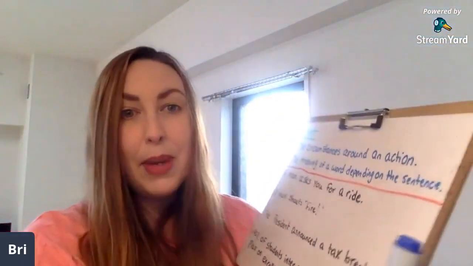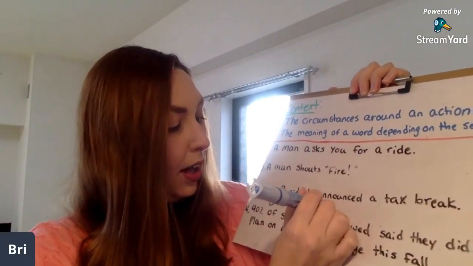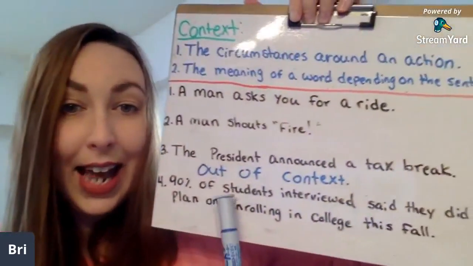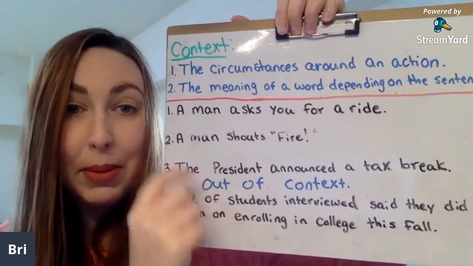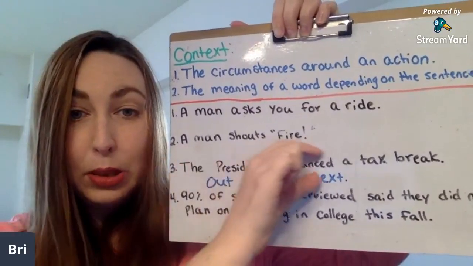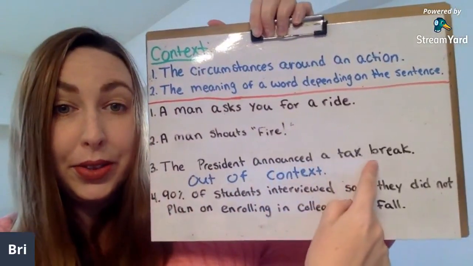So sometimes we can say things are taken out of context. Things are taken out of context. Okay? Out of context. All right? So if something is taken out of context, it means that somebody had the whole situation, but they only chose this part to talk about. They only chose this part to include.